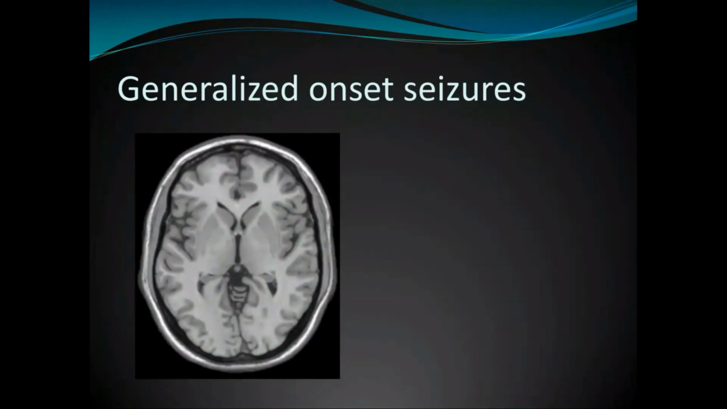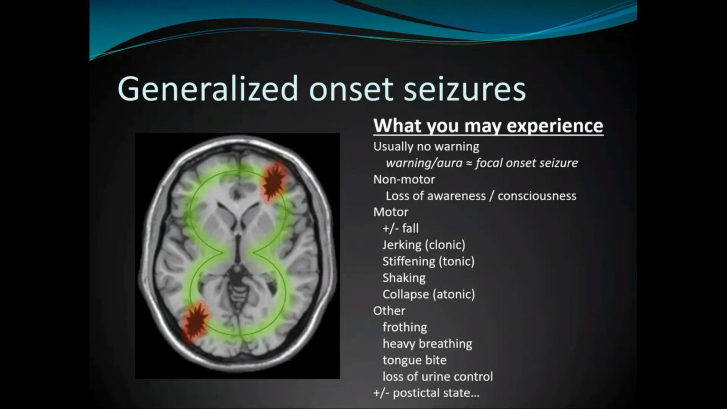Okay, now let's move on to generalized onset seizures. With generalized onset seizures, we do think that the surge of brain activity still starts in one spot, but it rapidly involves networks of the brain. By involving big general networks of the brain, usually people have no warning before these seizures occur. If there is some sort of warning, that raises suspicion for whether a person actually experienced a focal onset seizure before it generalized.